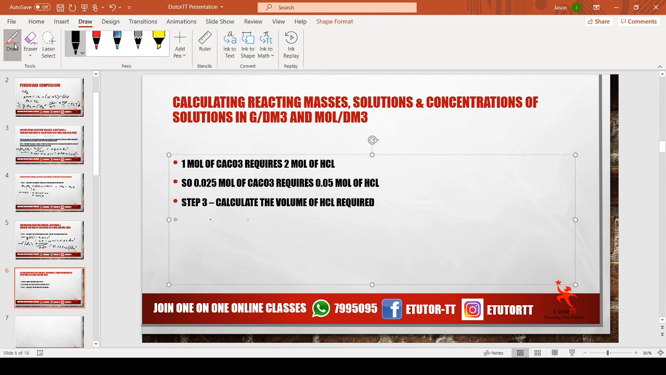Alright, so let's go. So 1 mole of calcium carbonate requires 2 moles of HCl, right? So 0.025 moles of calcium carbonate requires 0.05 moles of HCl. So calculate the volume of HCl required. Now it's an interesting one. Let's work that out.